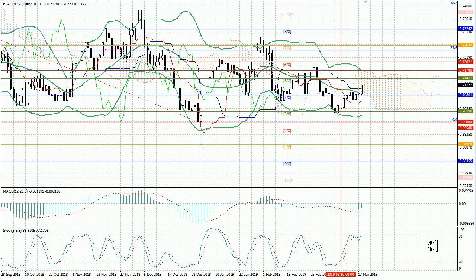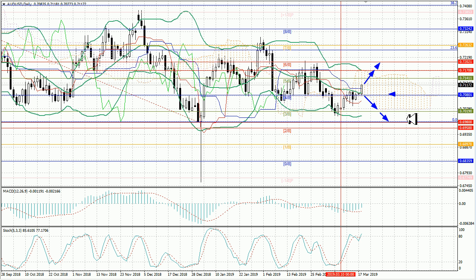The pair AUD/USD has risen above the midline of Bollinger Bands and can continue rising to the levels of 0.7170 and 0.7202. The level of 0.7080 in the midline of Bollinger Bands is seen as the key for the bears. If the price consolidates below it, this will give the prospect of the decline to 0.7020 and 0.6980.